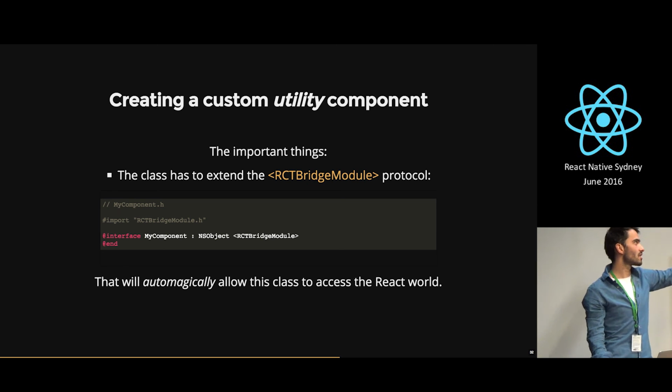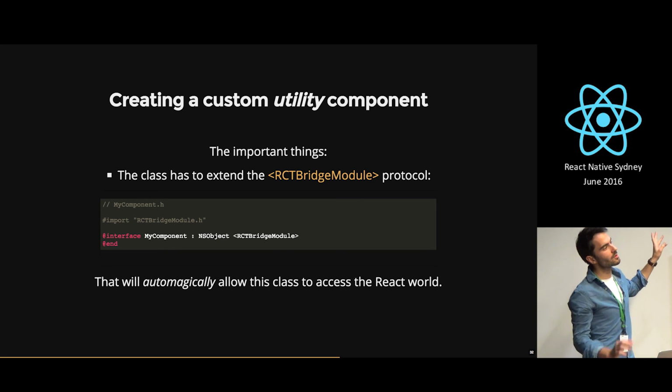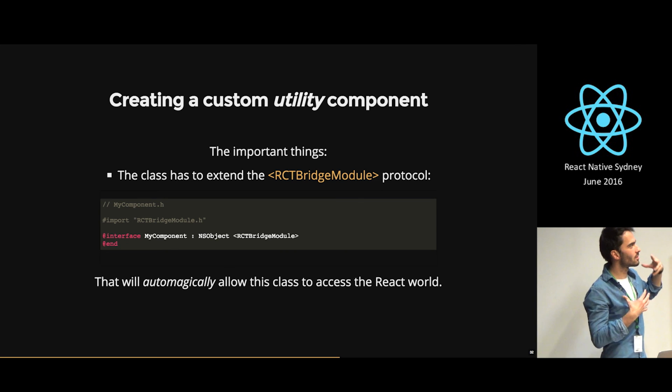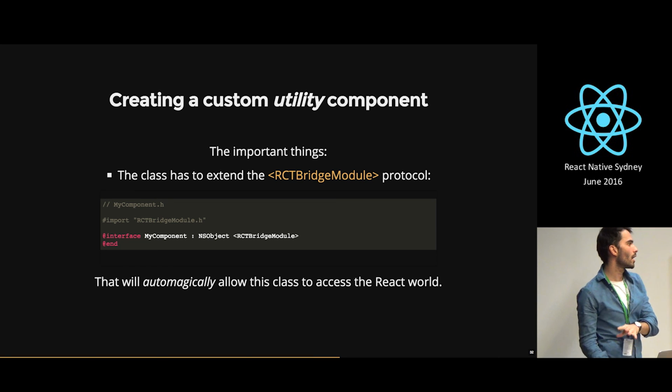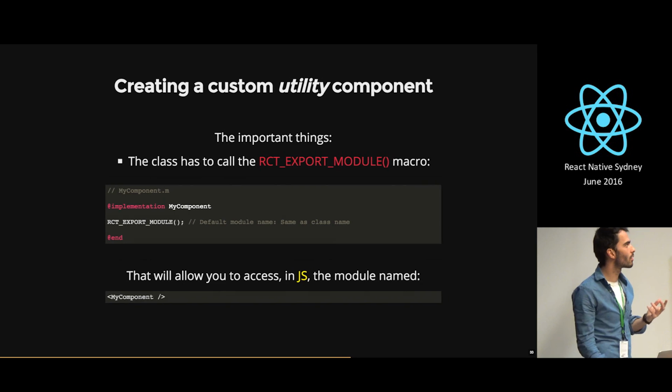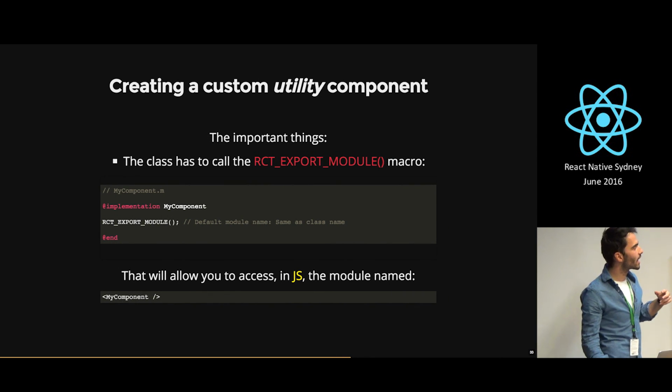So yeah, the magic behind the scenes is like this. As soon as you extend that protocol, the RCT bridge module, that automatically provides you the bridge between the JavaScript code, your JavaScript component, and the iOS platform. So that's pretty powerful, right? Now, if you want to do something with your module, you can play with the RCT export module. It's the way to name it. If you don't provide anything, that's fine.